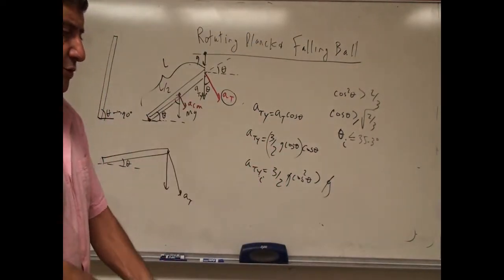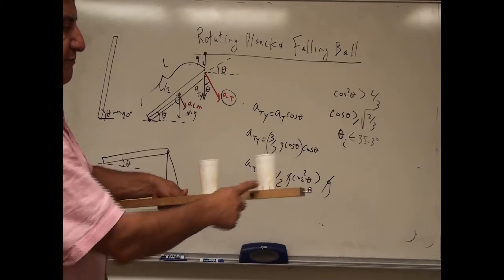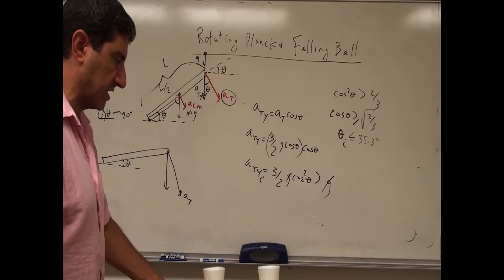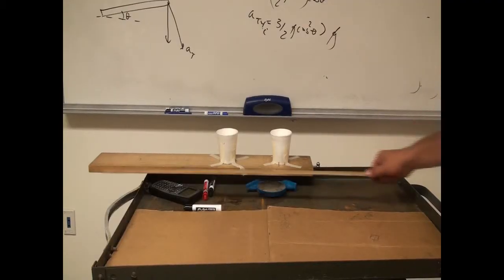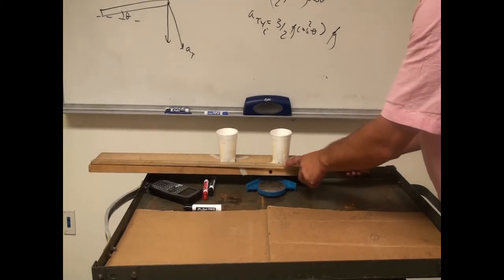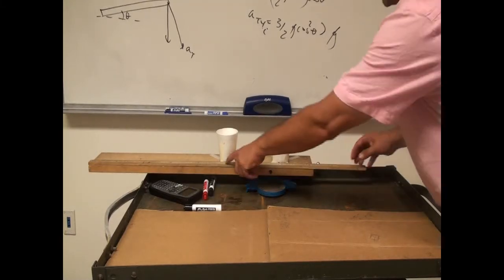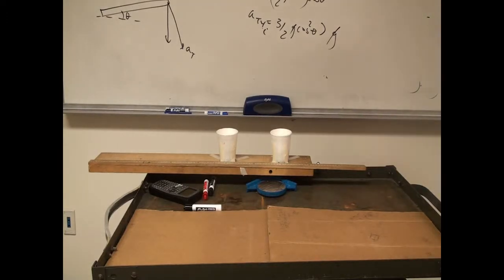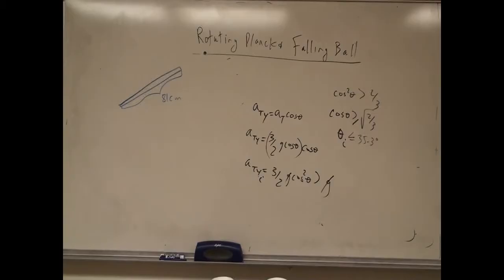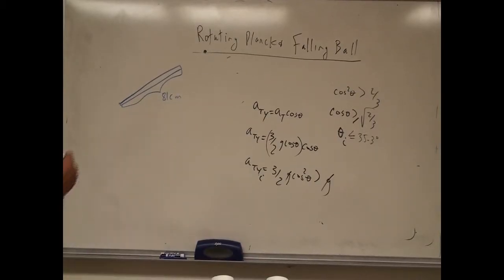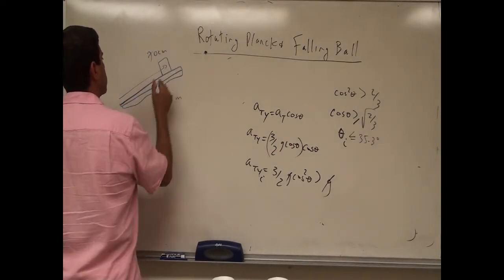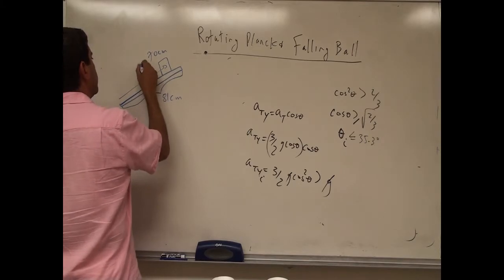I've got a platform here, and let me see where I place the different cups. Let me measure the length: this is 81 centimeters, and I've placed one of the cups at 70 centimeters and another cup at 50 centimeters. Okay, then I place this at 70 centimeters, and then I'll place the other one at 50 centimeters.